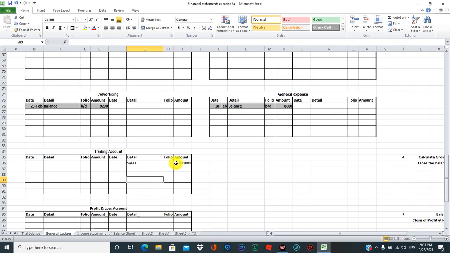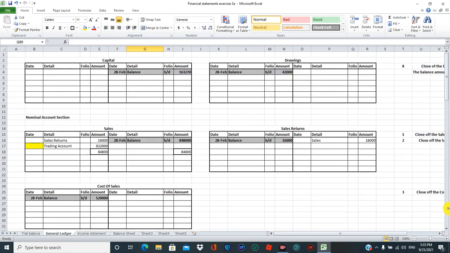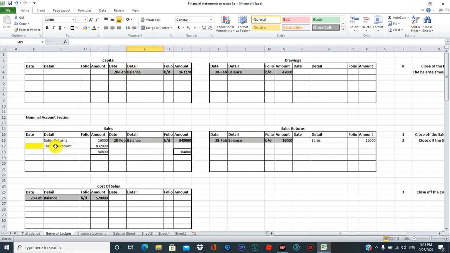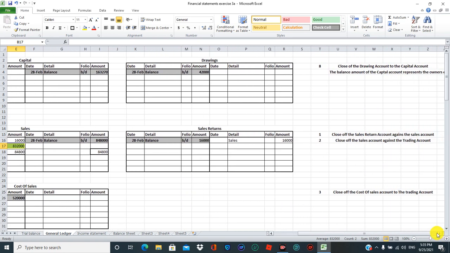So now we've done step number 2. Let's go up again and see where we were. All right, so we're closing off the sales returns account against the sales account. Done that. Sales went that way. And then we balance the sales account, closing it off against the trading account. So we just moved the total, the balancing amount. I'm just going to highlight that whole thing. That's your balancing amount, and we move that to the credit side of the trading account. Okay, so now we are going to 3.